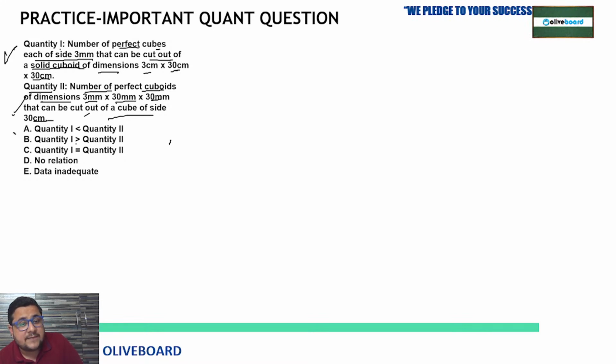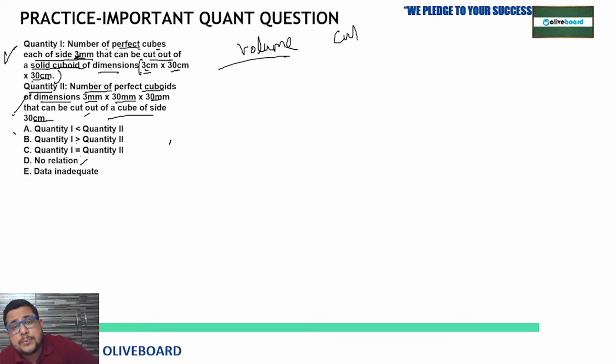The options are: first is less than, first is greater than, first is equal, no relation or data inadequate. What would be the answer here? First of all, in quantity 1 we need to calculate the number of perfect cubes of each side 3 mm. If we talk about cubes, all sides of a cube are similar. So you have to make a cube of side 3 mm. How many such cubes can we cut out from the solid cuboid of given dimensions? The volume of the cuboid is 3 into 30 into 30.